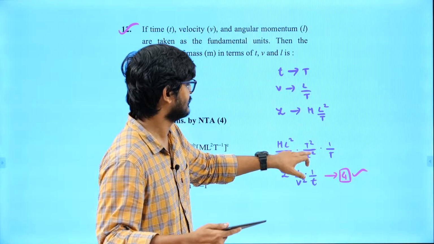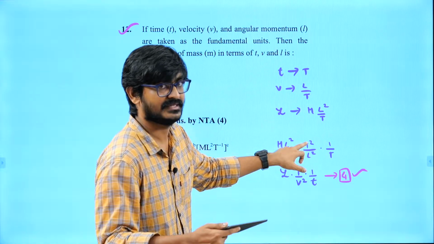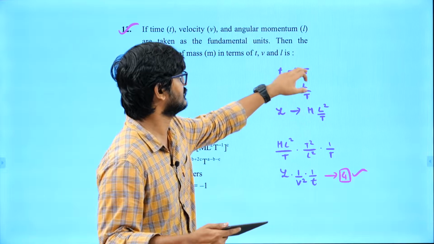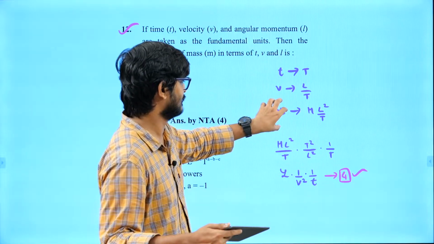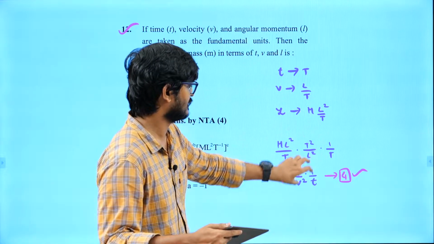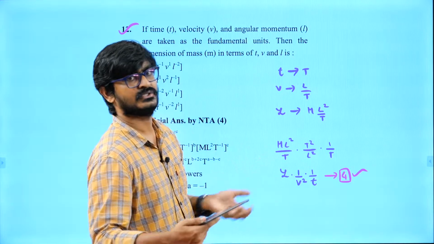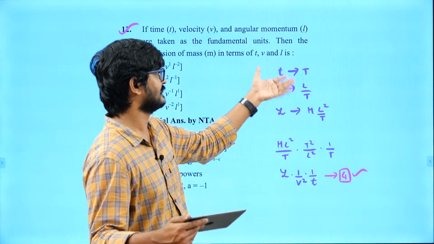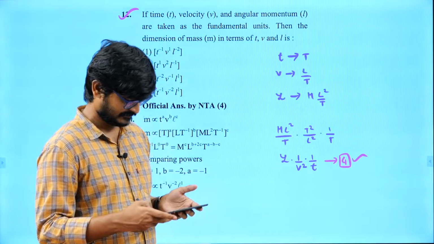Now what will happen, this L square will get cancelled, this 1/t will get cancelled, so still 1/t is remaining. I have to eliminate that t also. Now this one will come to the rescue, so I will be using 1 by t. So this is angular momentum, this is 1 by velocity square, this is 1 by time. So this is how I will be getting it, and you can get it by the traditional way also, but I think this is the simplest example to show what I have been doing all this time.